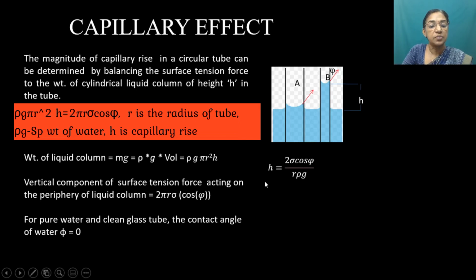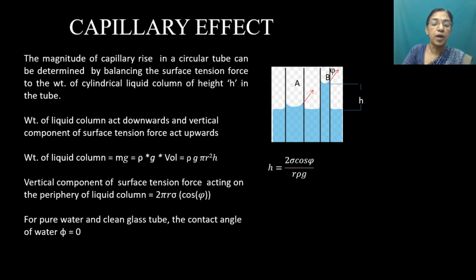If the water is very clean, that means for pure water and a clean glass tube, phi equal to 0. That means cos 0 is equal to 1, so H equals 2 sigma by R into rho g. Suppose this liquid is different.